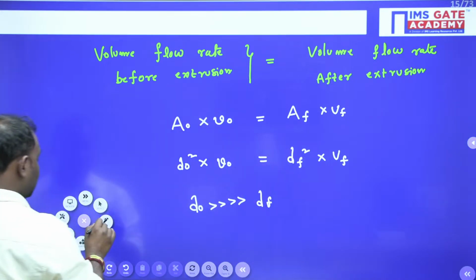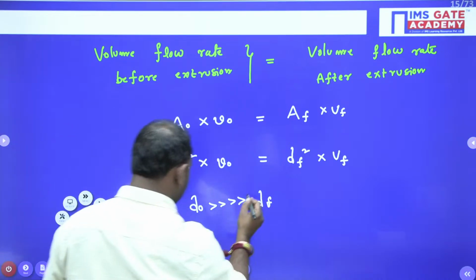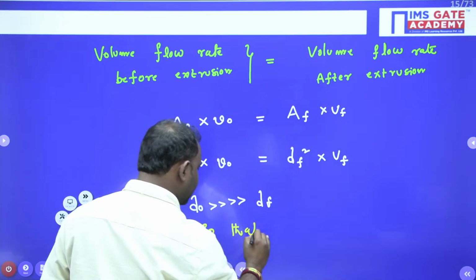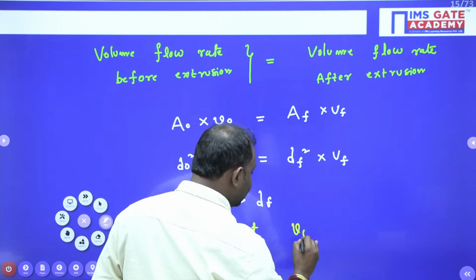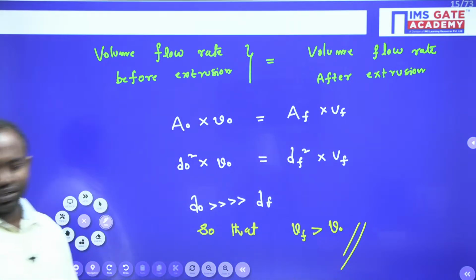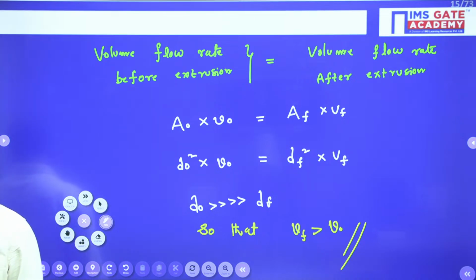Okay, so I'll write it: Vf is greater than V naught. So this is another relation. Hope you understand, guys. Done.